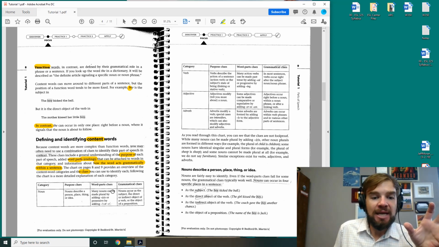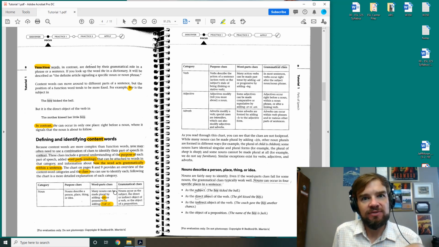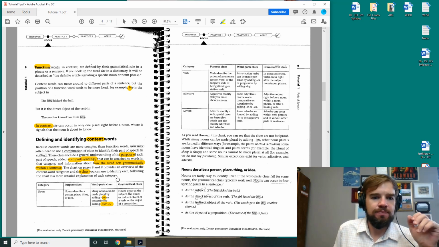For example, many nouns can be made plural by adding s or es for spelling, and they can have a possessive by adding that apostrophe s at the end. So only nouns take possessives, right? So Jeff's book, Jeff apostrophe s, that's a possessive s. Only nouns get possessive s's, right? Finally, grammatical clues. Nouns occur as the subject, the direct or indirect object of the verb, or the object of a preposition. And we'll look at object of a preposition in a second here.